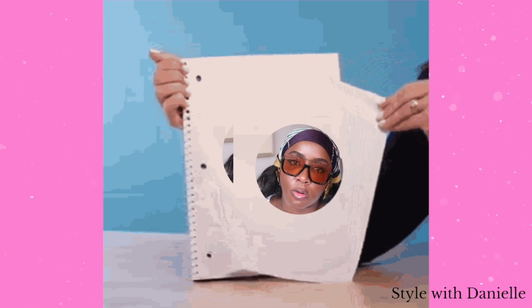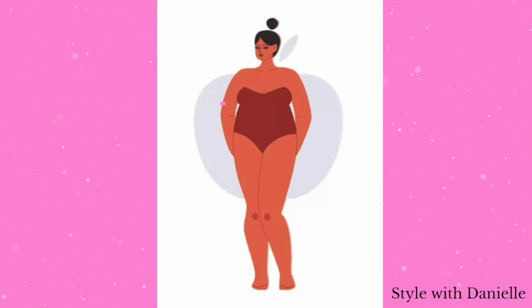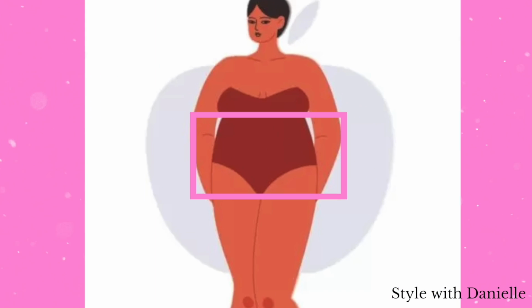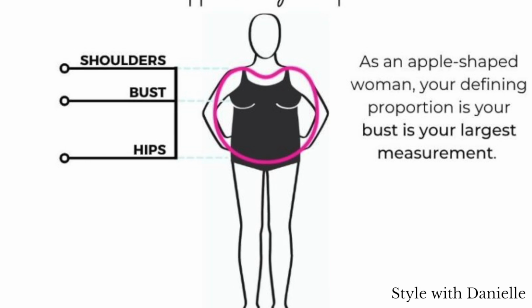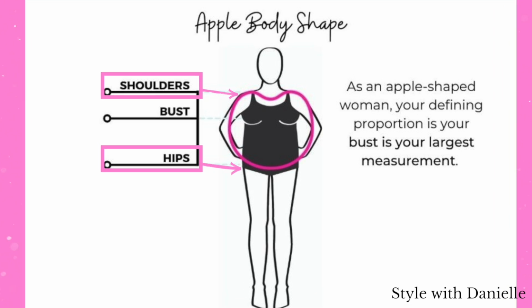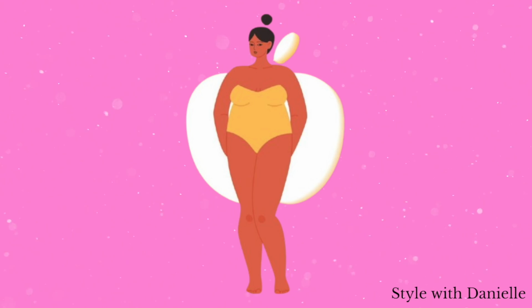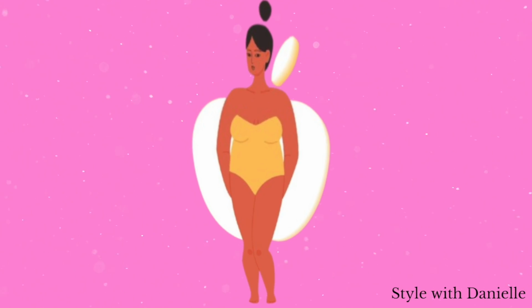Now let's make sure that we are on the same page. Apple shapes are defined by having the midsection being the widest part of the body. So as an apple, you might notice that your shoulder width and your hip width are narrower than your midsection, than your waist. However, if you're looking to balance an apple shape, you want to make the midsection look more narrow, and you can do this with clothing.